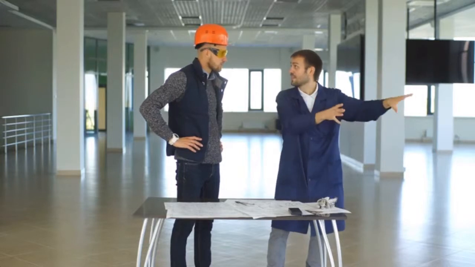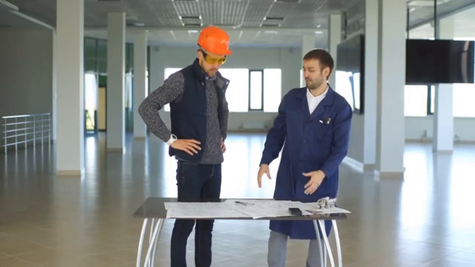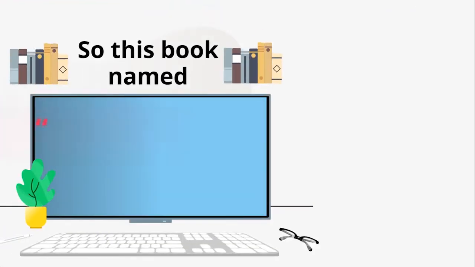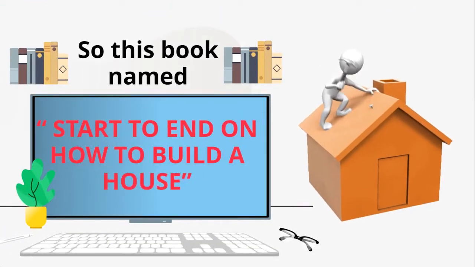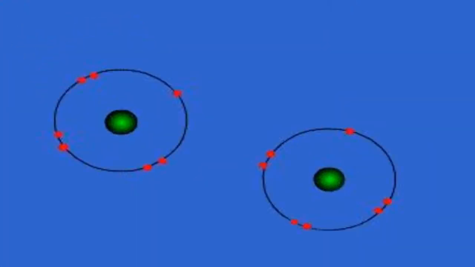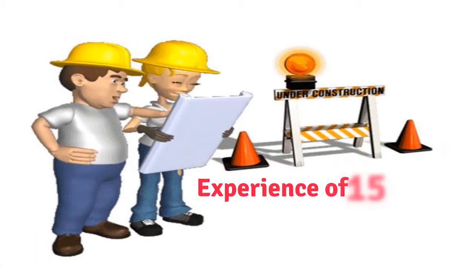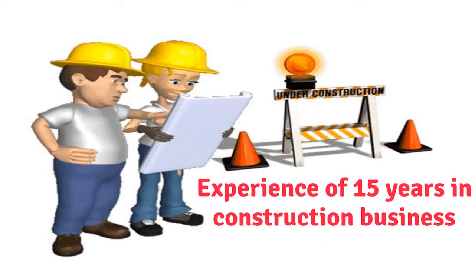A civil contractor knows something that engineers don't, and an engineer knows something that a contractor doesn't. So this book named Start to End on How to Build a House is a perfect mixture of both, which I wrote with the assistance of my dad, who holds an experience of 15 years in construction business.